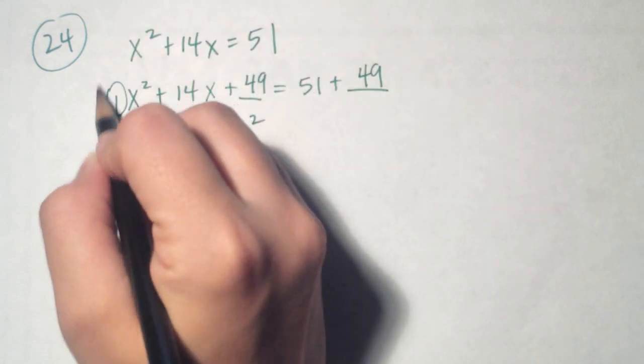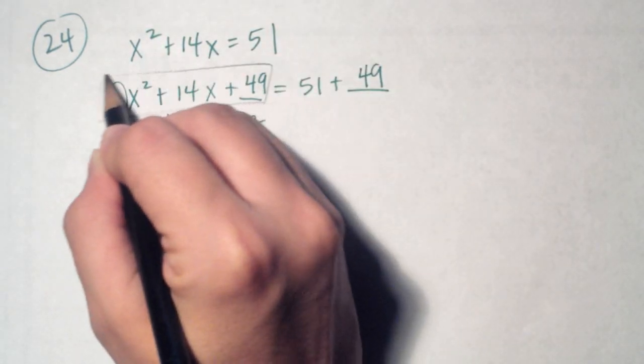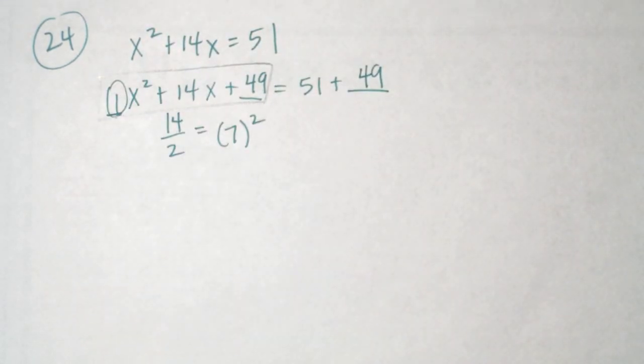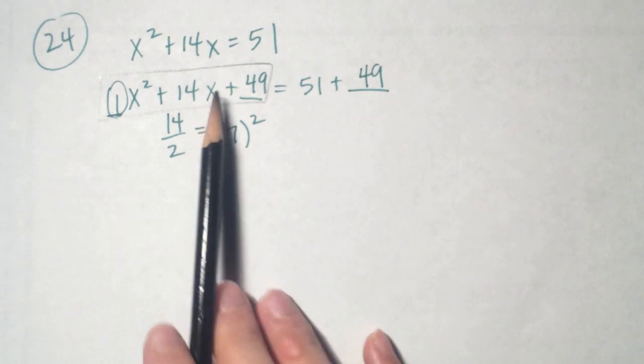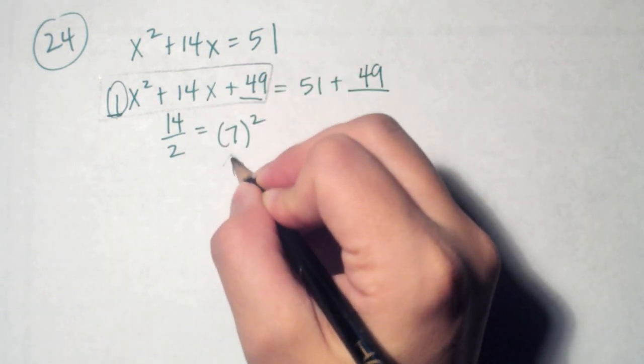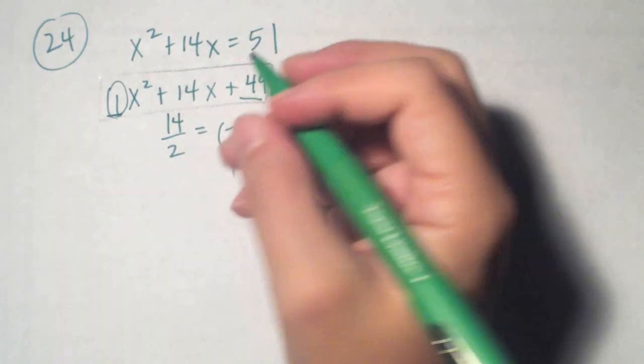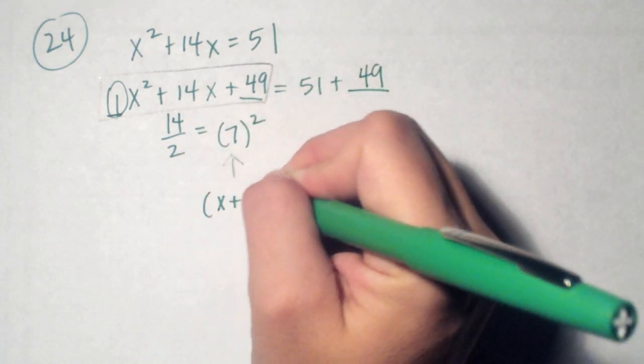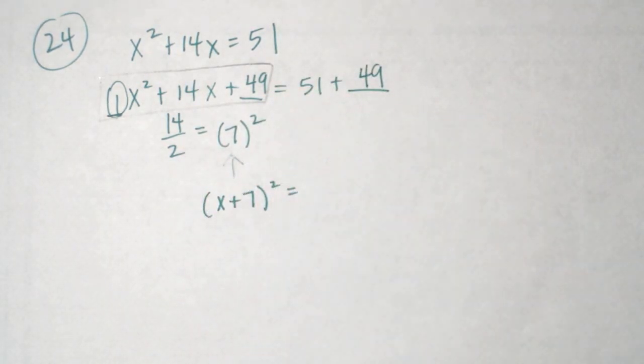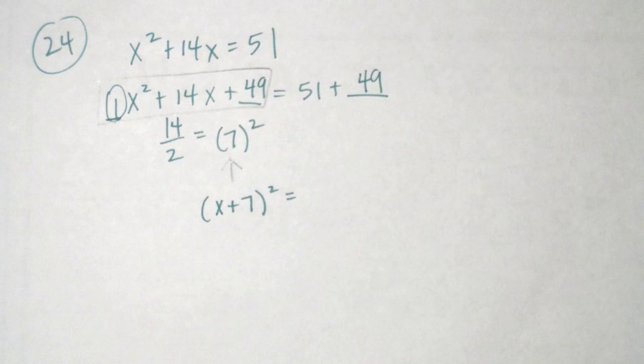Now, what I want to do is factor this whole guy right here. The easiest way to factor this out is look, what did you just square? So I'm going to write this as x plus 7 squared. And then I have 51 and 49. And so when I add those two numbers, I get 100.